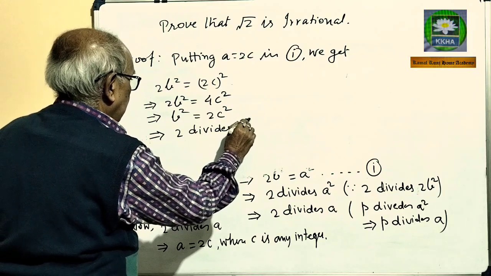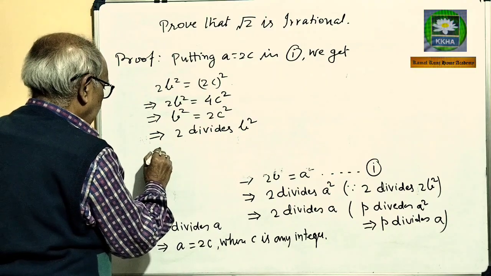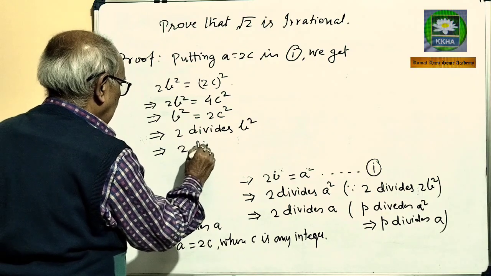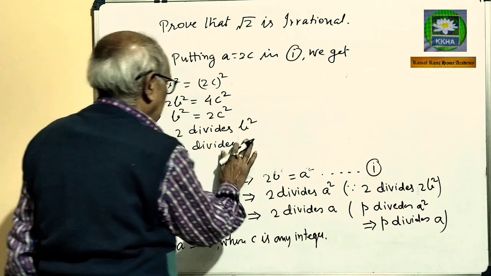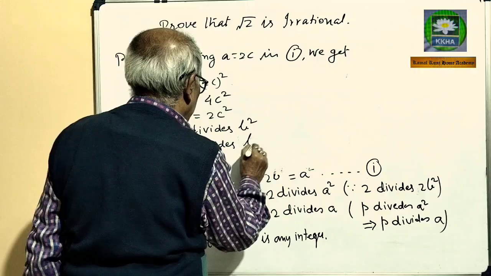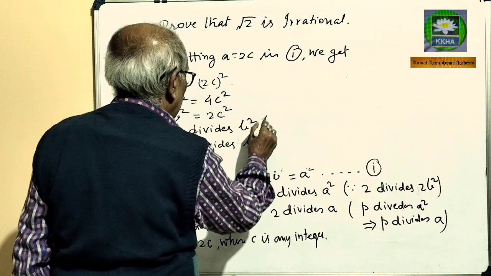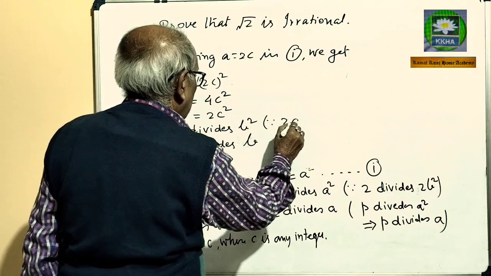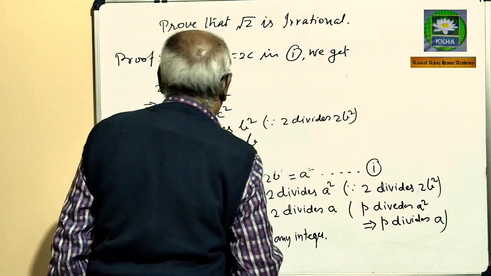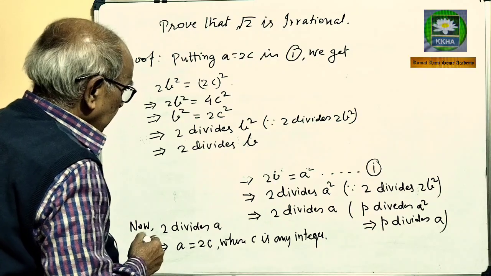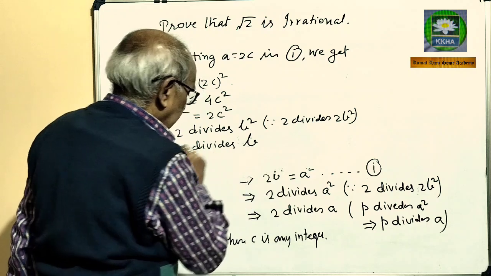Since 2 is a prime, this implies that 2 divides B. So here we see that 2 is a common factor of A as well as B.